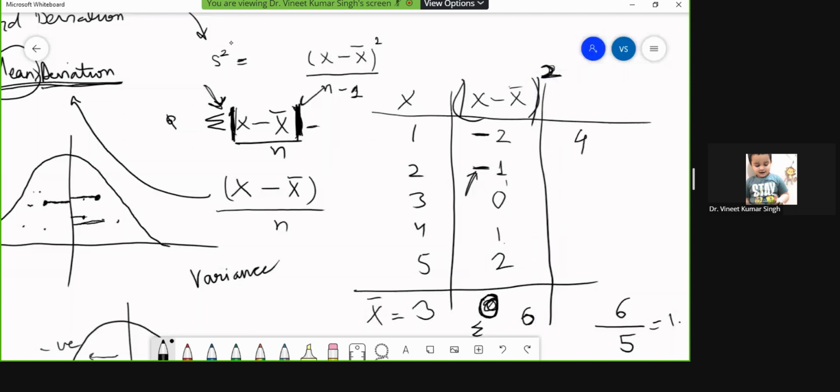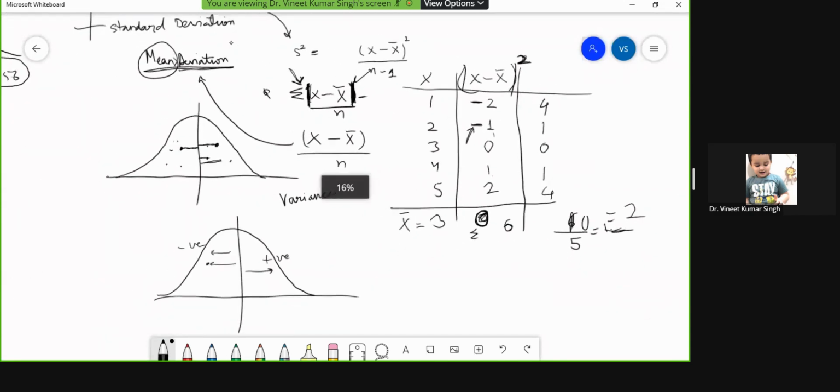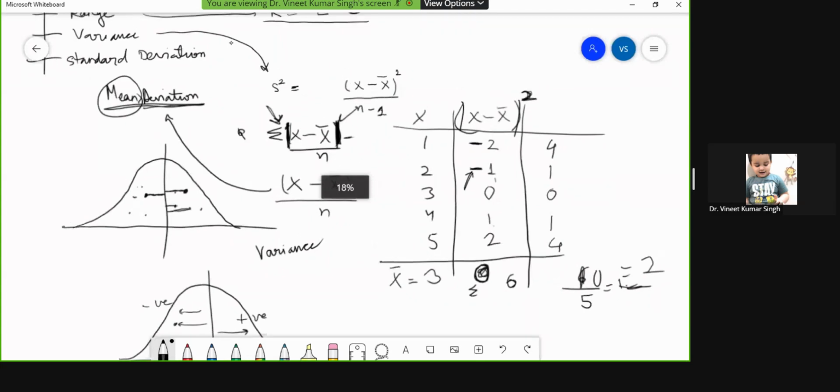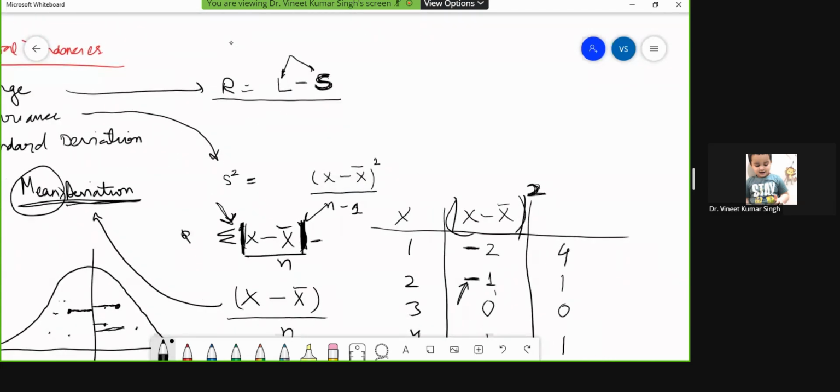Then it will become 4, 1, 0, 1, 4. So total is 10 and variance is 2. Okay, so this is the variance, which is s square equal to x minus x bar, the difference with mean of every sample, upon n minus 1.